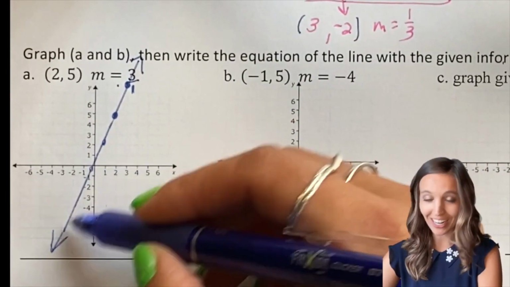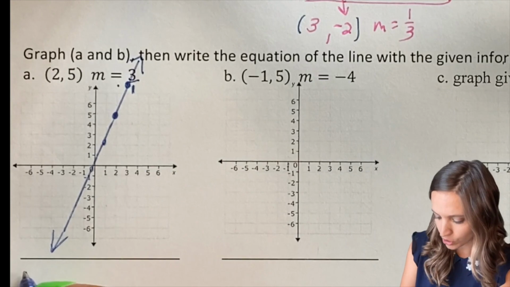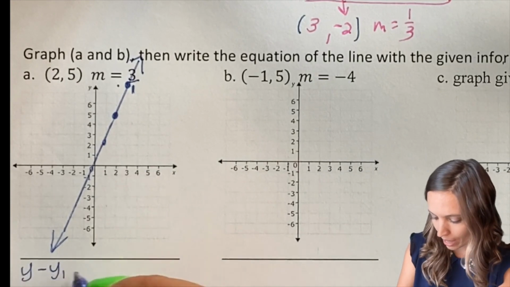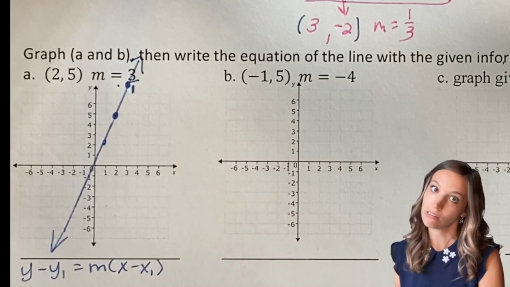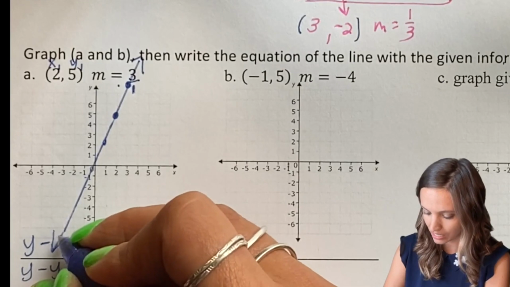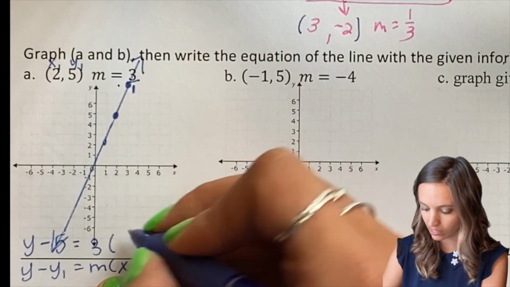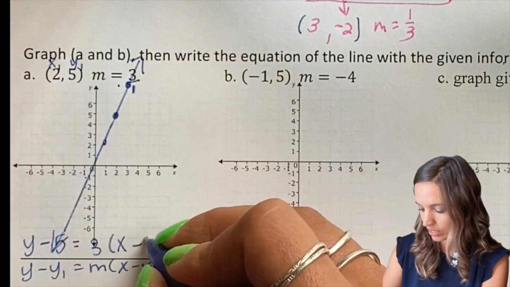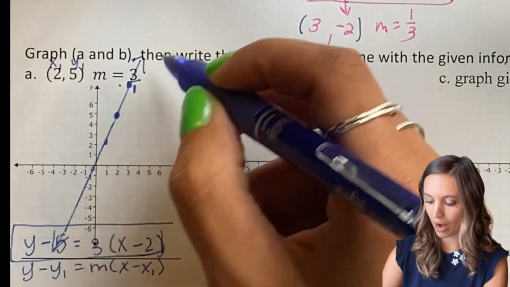Okay, so I've used my straight edge to graph the line, so let's go ahead and write the equation of a line in point slope form. So here, I'm just going to write point slope form below real quick. y minus y1 equals m times x minus x1. The way we're going to remember that is by writing it and thinking it over and over again. Okay, so y minus, y sub 1 is 5, equals, my slope is 3, times x minus, x sub 1 is 2. So I have my equation of a line and I have my graph.